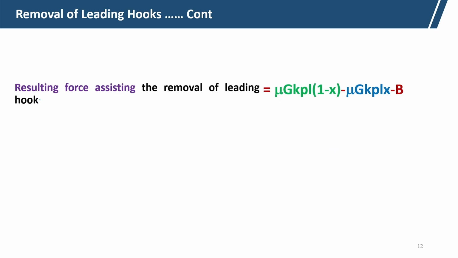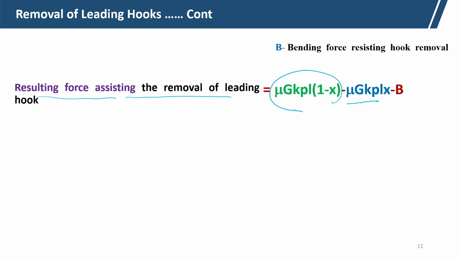So, the resultant force assisting the removal will be this minus resisting minus B. What is B? B is the bending force also there. So, this assisting force should overcome the resisting force and the bending force, then only the leading hook will be removed.